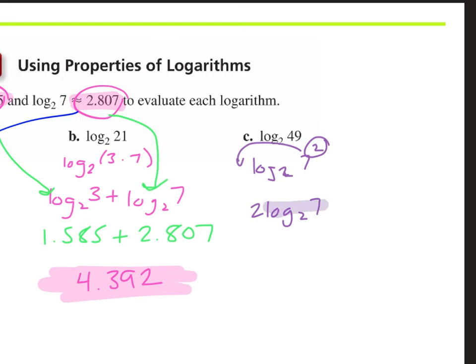What is log base 2 of 7? 2.807. So we have 2 times 2.807. Now we just multiply these together. What do we get? 5.614. Perfect. So that's our answer.